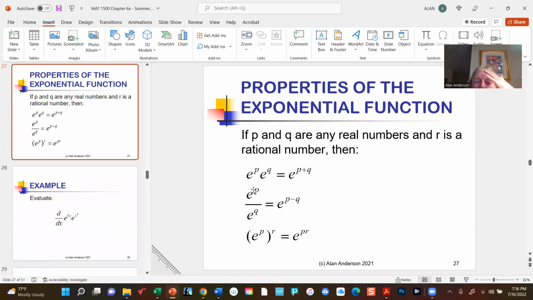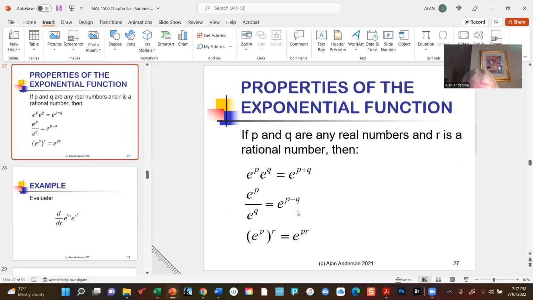Now, for the exponential function, we also have properties here that we need to be aware of. e to the p power times e to the q, where p and q are any real numbers, the exponent is e to the p plus q power. Down here, since we're dividing, we end up with e to the p minus q. And then here, e to the p all raised to the r power is e to the p r power.